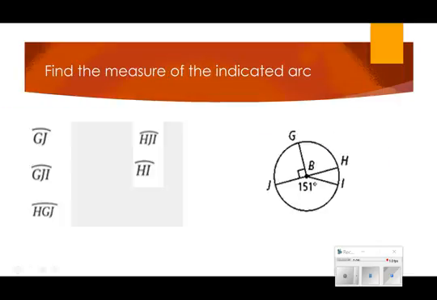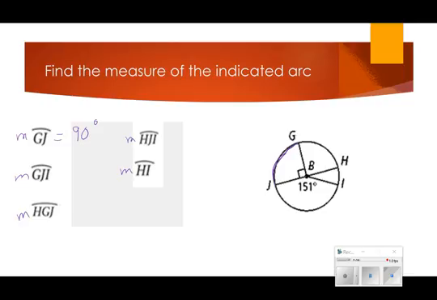So let's look at some examples. We're going to find the measure of the indicated arc. And we should probably have M's in front of all of these to indicate that we're asking for the measure. So if we're going to go with GJ, it's this right here. We have a right angle right here, a central angle, which is 90 degrees, so GJ is 90 degrees.